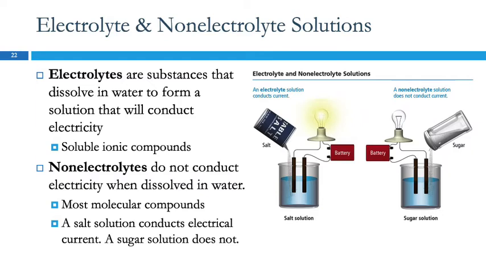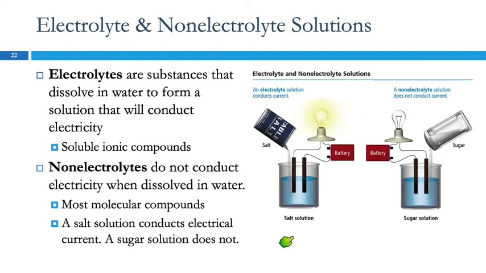Well, we can divide solutions into two categories, electrolytes and non-electrolytes. The electrolytes are substances that dissolve in water to make a solution that will conduct electricity. Electrolyte, like electricity, and non-electrolyte, these types of solutions do not conduct electricity. So the electrolyte solutions are going to contain soluble ionic compounds like sodium chloride or potassium nitrate, because when that dissolves, it forms separate ions. The ions can move and they can carry the electricity through the solution.